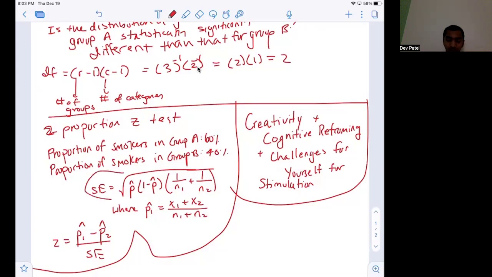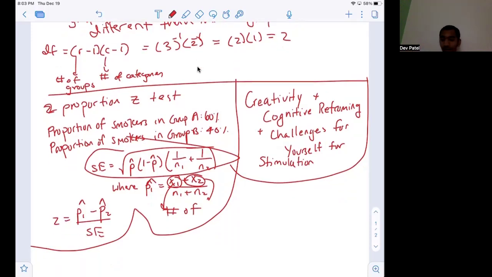And so we have the standard error that we can use to actually get what the error should be, the standard error when we're doing this. So P hat is x1 plus x2. So these two represent the number of counts of the proportion. So this would represent the number of smokers in group A plus the number of smokers in group B over the total number of people in group A plus the total number of people in group B. And that's our P hat. And then our N1 and N2 are the respective populations of the groups. And then we're able to get our z value, which is P1 minus P2 over the standard error.